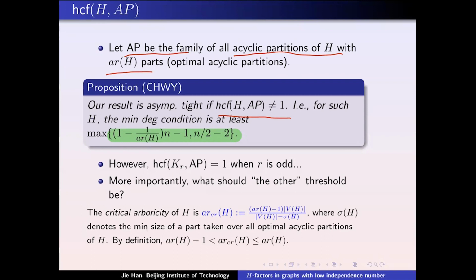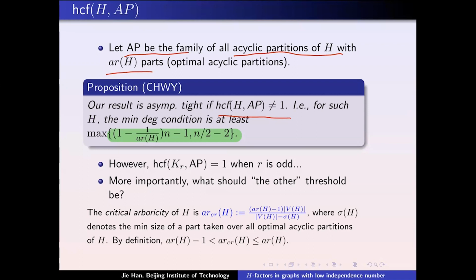Again, this is not so perfect because for all cliques, this HCF of K_r, AP is exactly one. So it's not tight for that. But maybe more importantly, what should the other threshold be? Namely, later we will pose a conjecture in the paper that we do believe it is another dichotomy, which means there are only two possible values for this minimum degree condition. One is this we have obtained, and the other is possibly smaller.